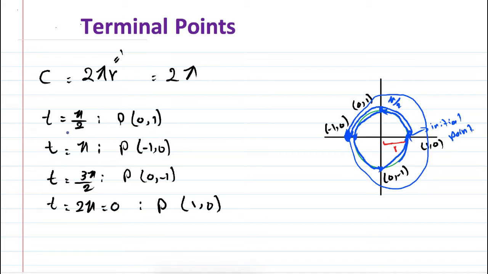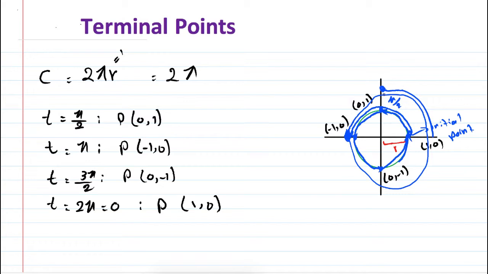The same goes for t equaling pi over 2. If I come right here, I'll have the terminal point 0 and 1 for the unit circle. If I go around a full circle and come back to the same place, I'll still have the terminal point 0 and 1. However, the distance will be different. Be careful about that.